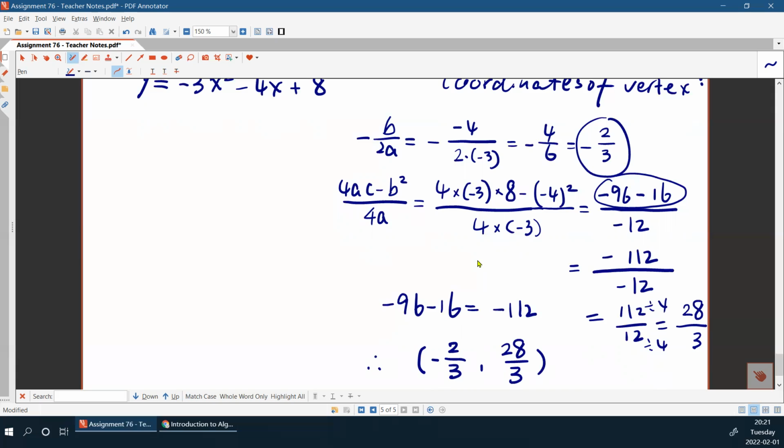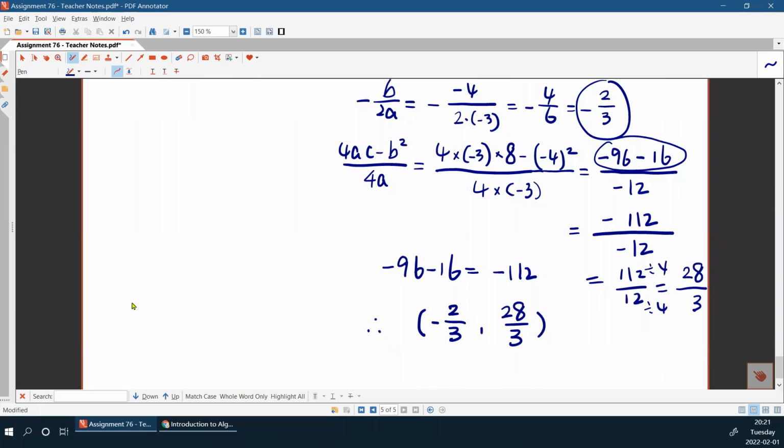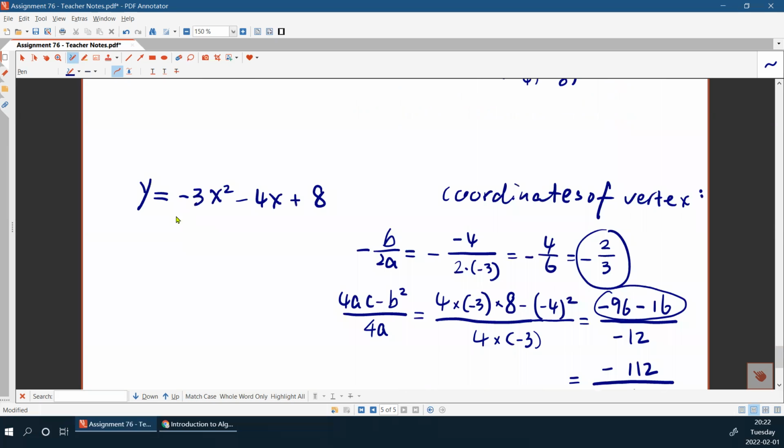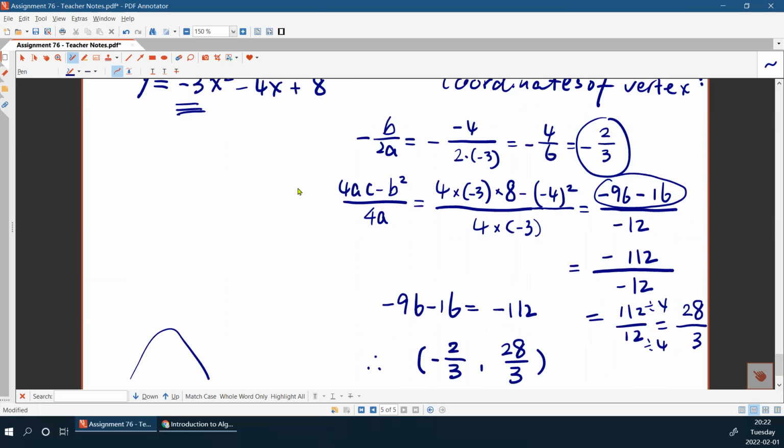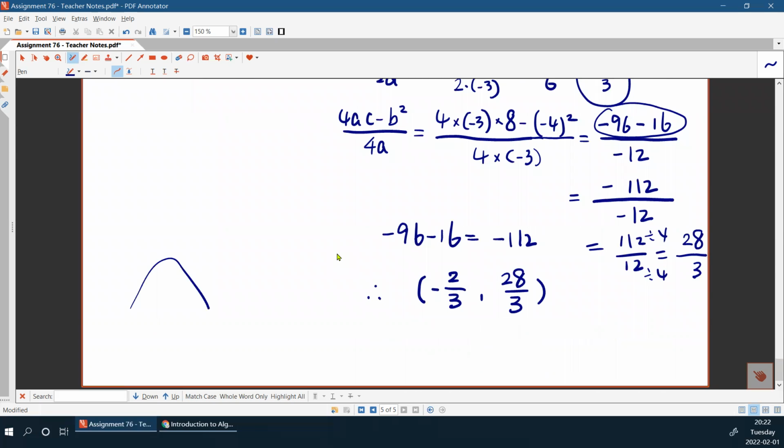Yes. Okay, and how about the direction? It opens down because the leading coefficient is negative 3, right? Yes. So can you quickly tell me, does it have 1 root, 2 roots, or no root? I mean, in the real number set. To check that, first of all, draw the x-axis, right? You do not need to draw the y-axis because you don't know where the y-intercept is yet. So just draw the x-axis.